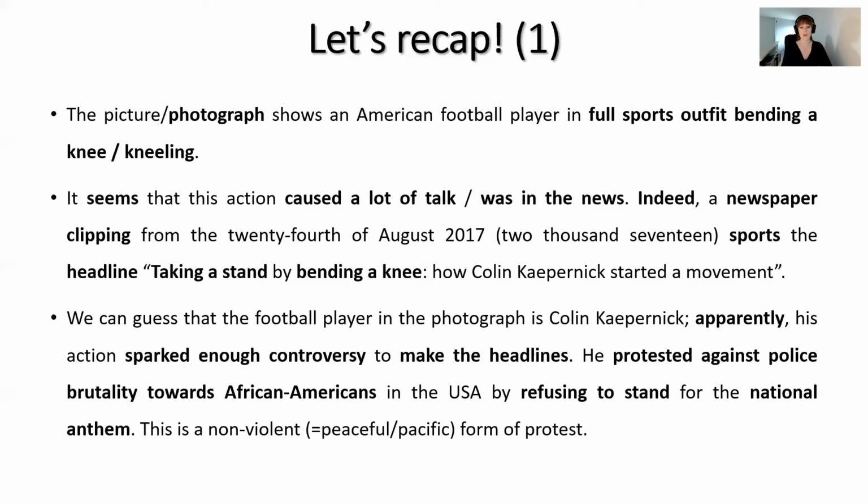national. This is a non-violent form of protest. This is a peaceful form of protest. This is a pacific form of protest. C'est une forme de protestation, c'est une forme de manifester pacifique, non violente.